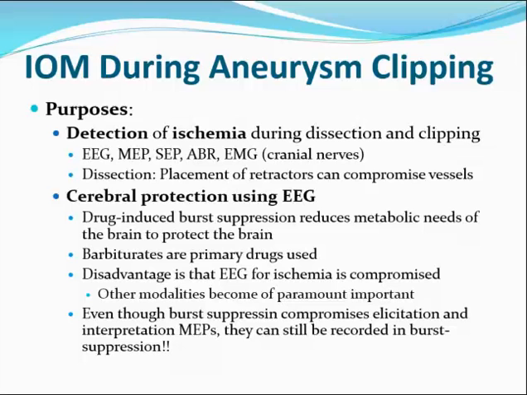Cranial nerve number 10, which is the vagus. Cranial nerve number 9, of course, which is the glossopharyngeal. Number 11, which is the spinal accessory nerve, or the accessory nerve, and you also do the hypoglossal of the tongue. That's for aneurysm clipping.